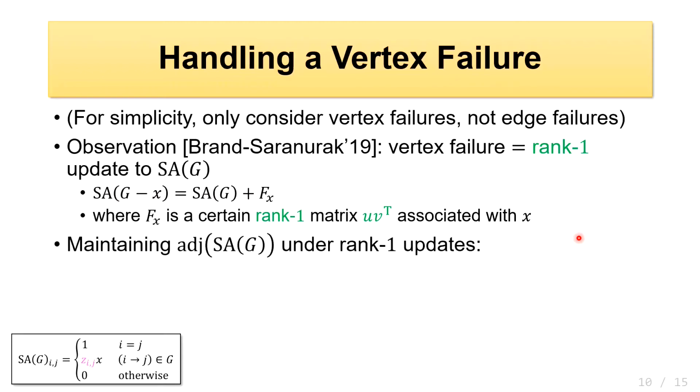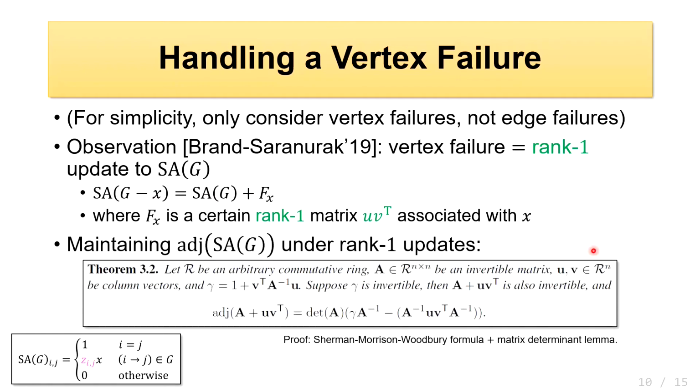And we can maintain the adjoint of SAG under rank 1 updates. In particular, we will use the following theorem. It says, suppose you preprocess the determinant of A and the inverse of A. Then, given a rank 1 update, you can compute the adjoint of the new matrix by this somewhat simple formula. Well, it's not simple, but you don't need to understand this formula. You just need to know there is a closed form for the adjoint of A plus a rank 1 matrix, and it turns out to be somewhat convenient to deal with.